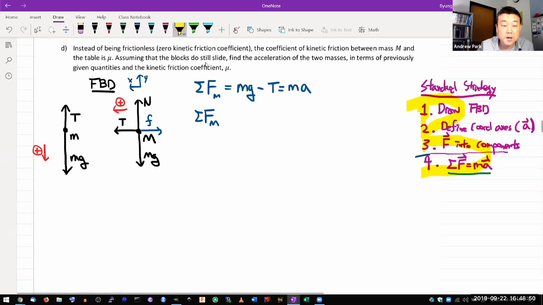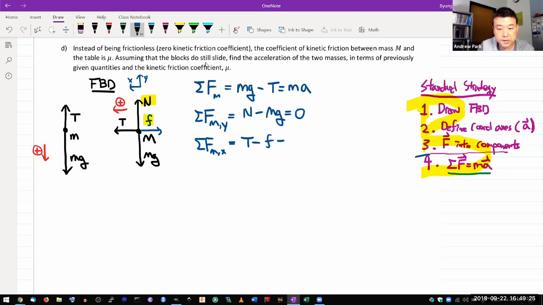The main thing being that with the friction force, I'm going to want to know the normal force. So for people who might have been ignoring normal force in part A earlier, this is where you do need to introduce normal force. So in the y direction, the normal force minus the weight is equal to 0. And in the x direction, now it's a little bit more interesting. Instead of it being just a tension, it's a tension minus the friction force. That's equal to mass times acceleration.